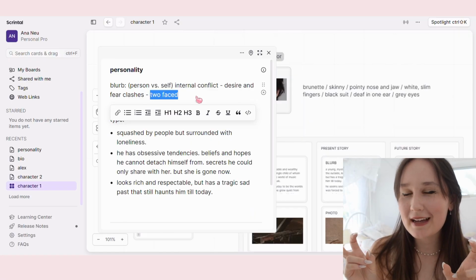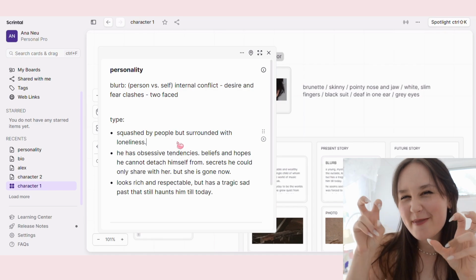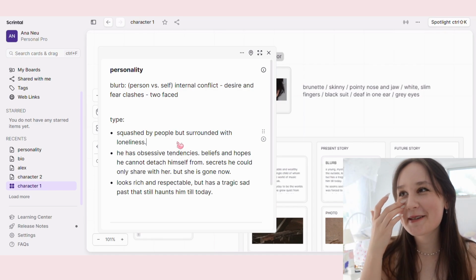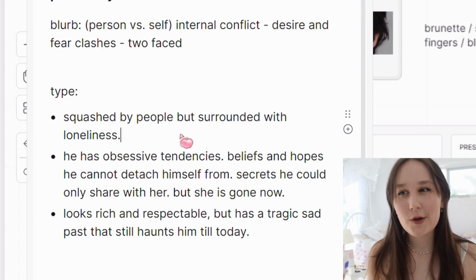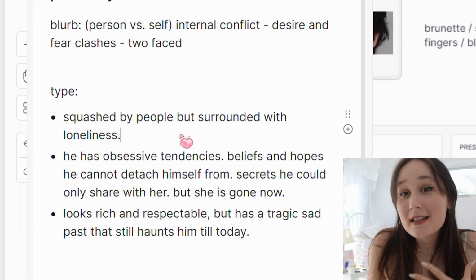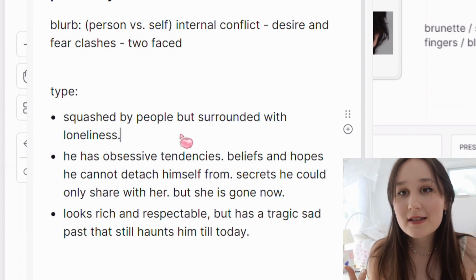That's kind of like the blurb, I guess, or the main sort of personality type. I don't know, it's kind of hard to explain, but it's good to think about, I feel. But if we go normal, I feel like I go too crazy when I talk about the type. It's basically who your character is and the things that they struggle with, who they are as a person.